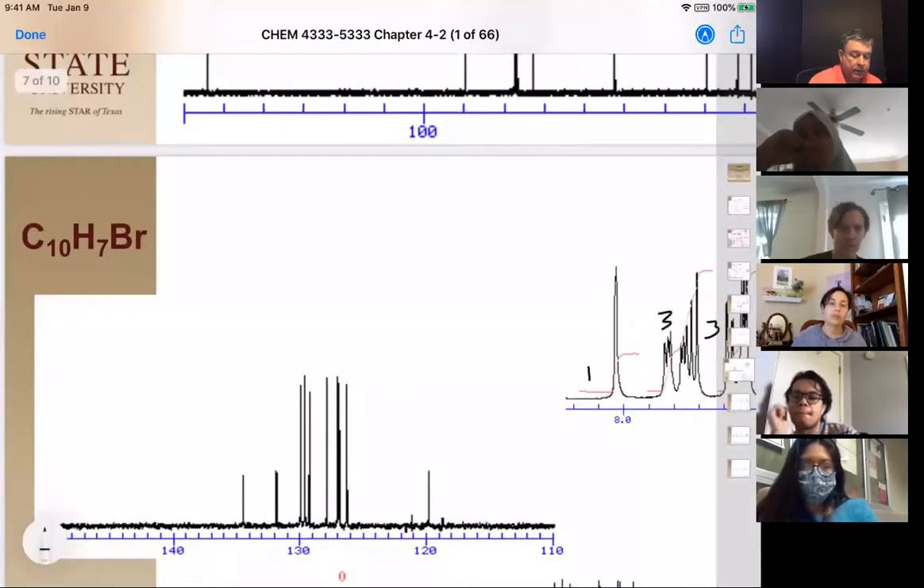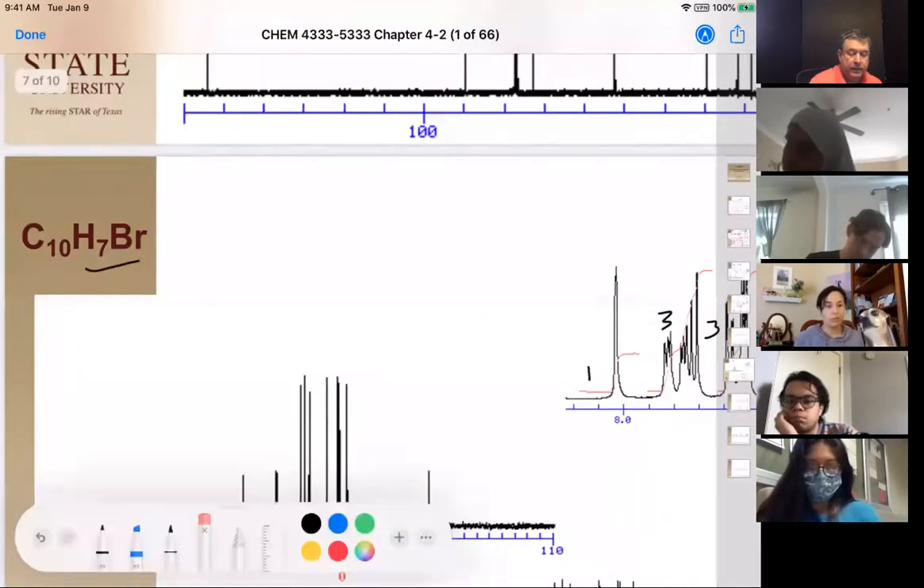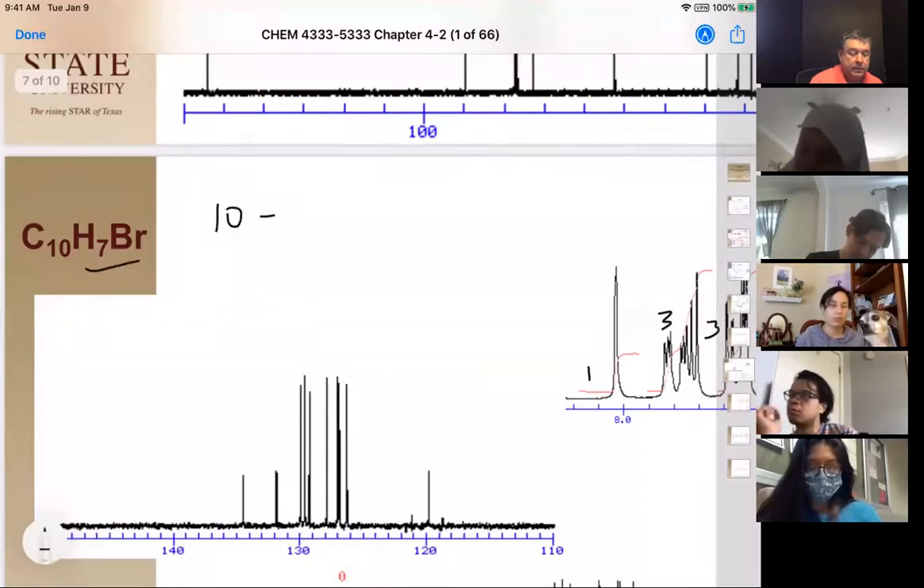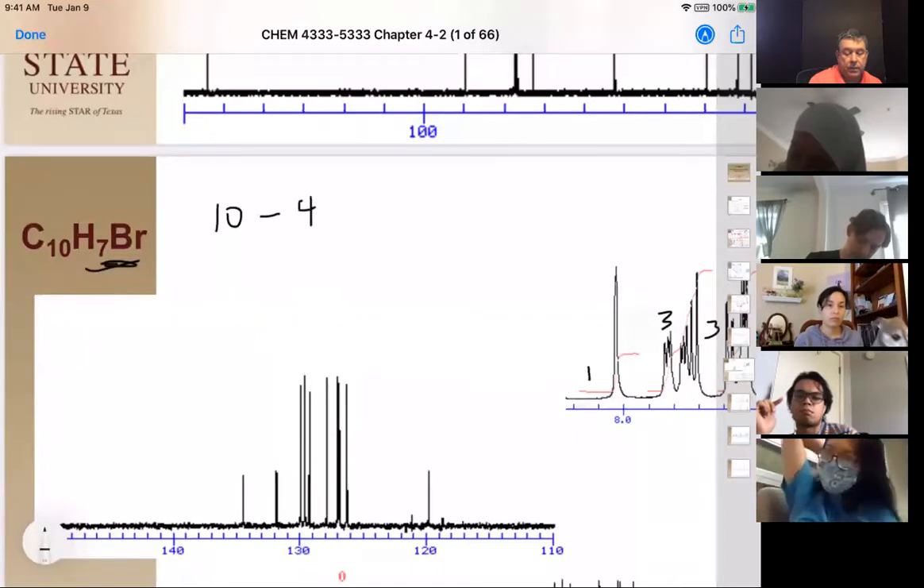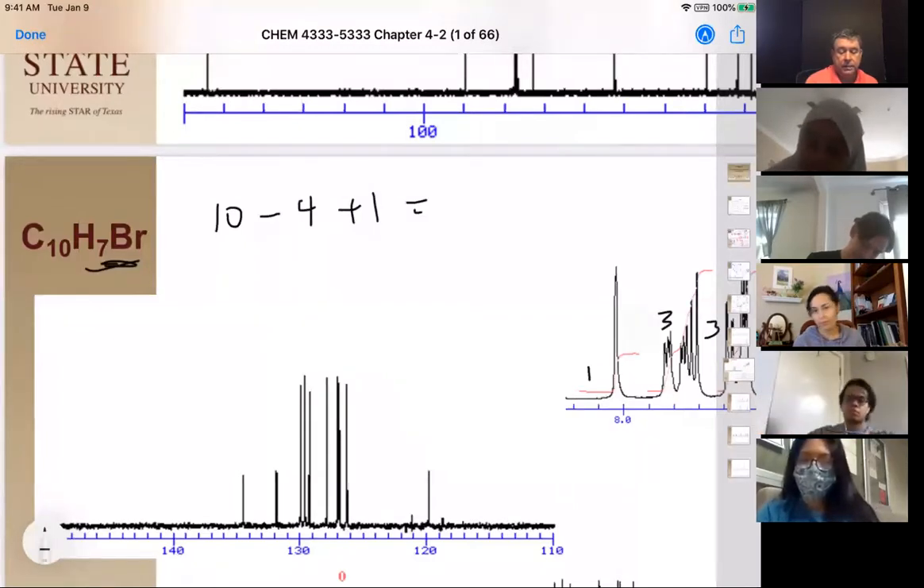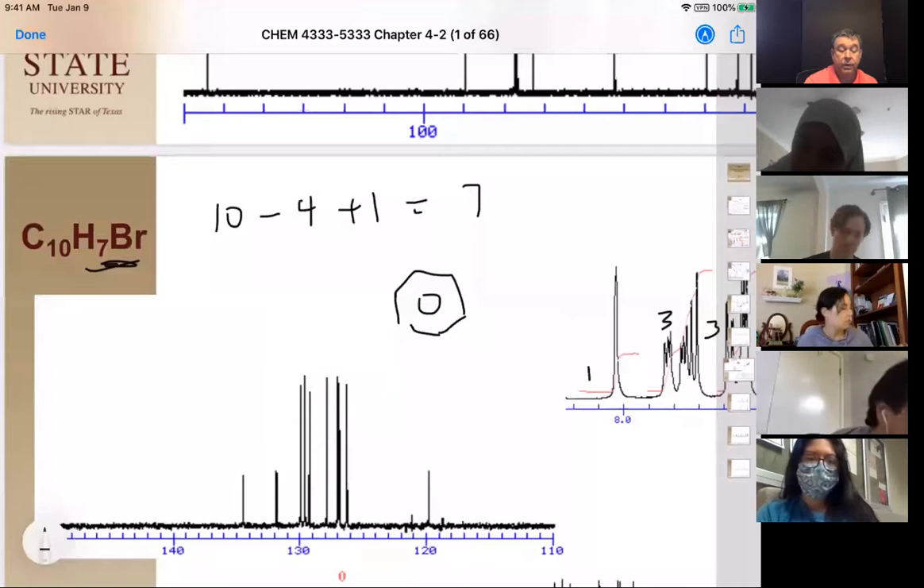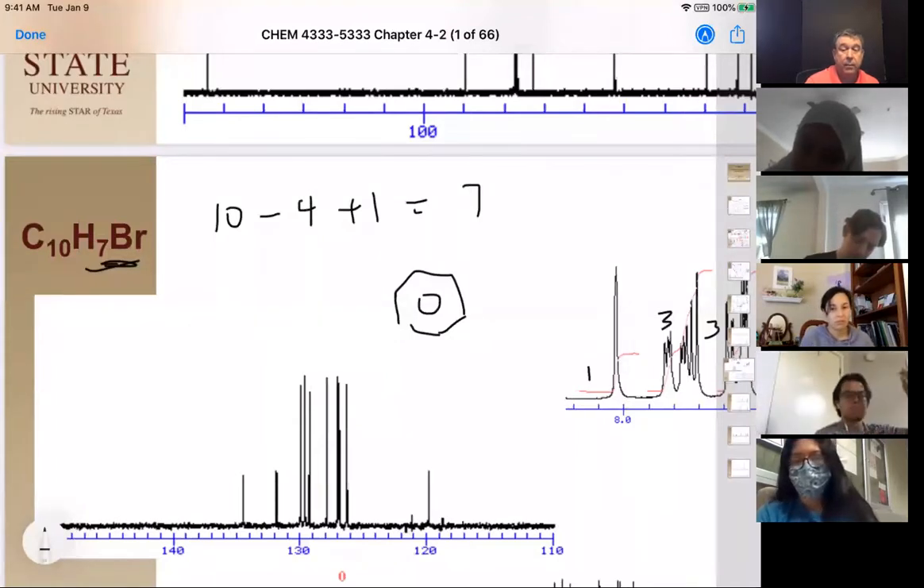All right, so let's go ahead and do our hydrogen deficiency index. We have 10 for carbon, minus, remember bromine counts as a hydrogen here, so 8, which is half, is 4, plus 1 is equal to 7. So that means we have at least 1 benzene ring right here and 4 additional carbons with 3 more hydrogen deficiencies.